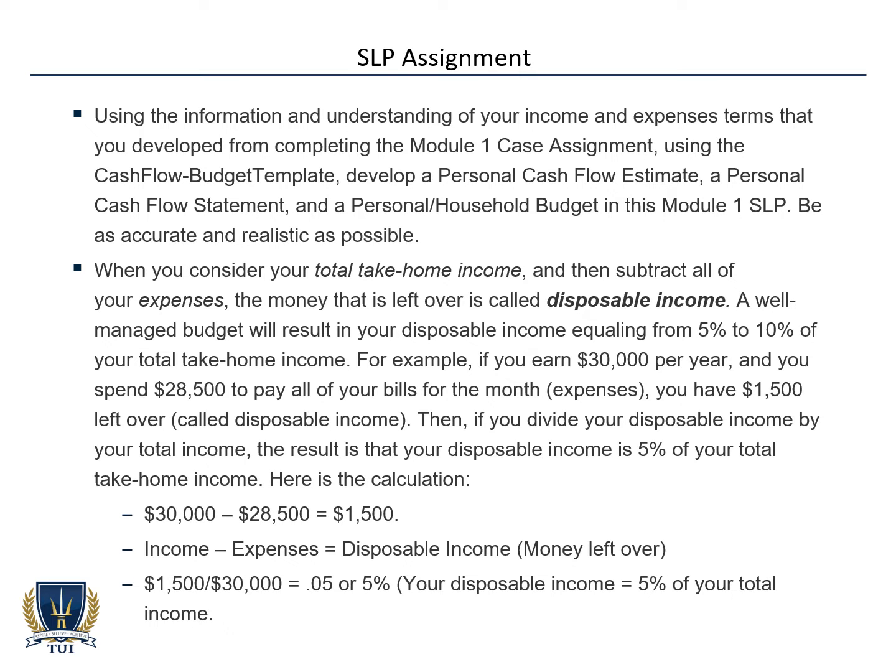So here's the calculation. 30,000, that's how much you make a year after taxes, right? A lot of us make 30,000 after taxes because that's like 40 or 50,000 pre-tax. 30,000 minus 28,500 is 1,500. Your income minus your expenses is your disposable income. That's the money that's left over. 1,500 over 30,000 is 5%, right? Your disposable income is 5% of your total income.